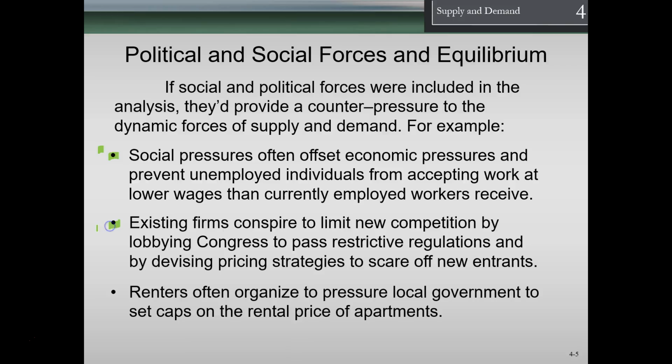So, existing firms may conspire to limit new competition by lobbying Congress to pass restrictive regulations and by devising price strategies to scare off new entrants. Notice here that especially large companies, but any company, do not like competition. We, the consumer, like competition because it reduces the price of the things being produced. But any individual company does not have an incentive to compete on price. They have an incentive to eliminate competition and have as close to a monopoly as possible.